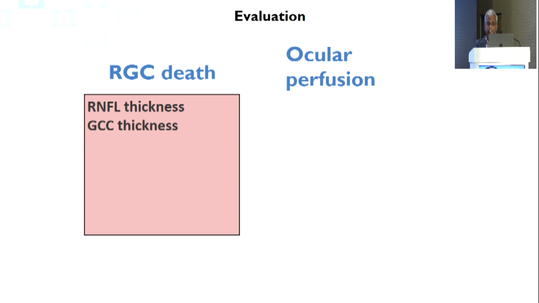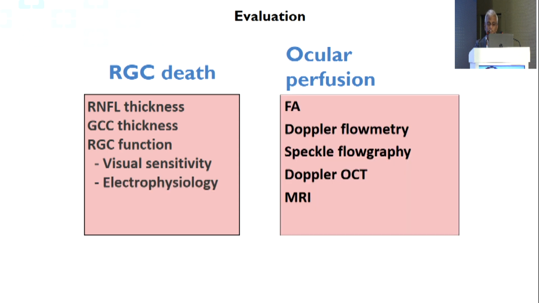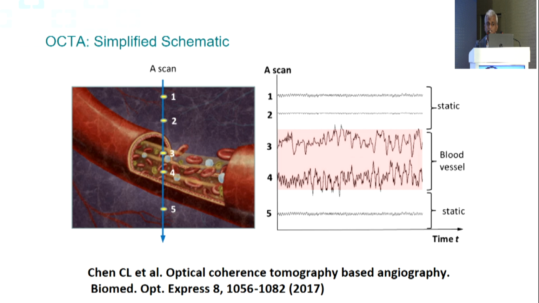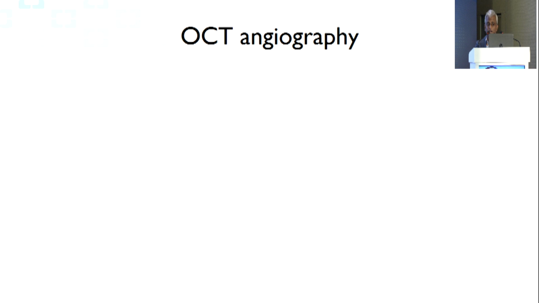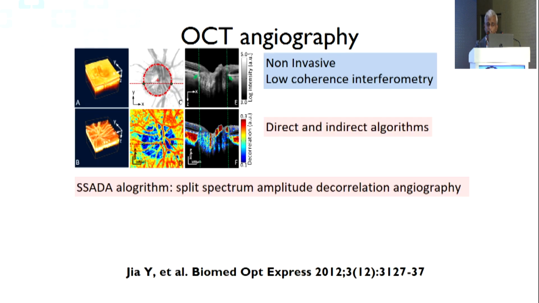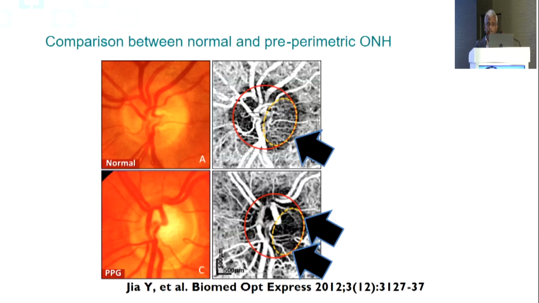So RNFL thickness, GCC thickness, RGC function, visual sensitivity, electrophysiology and other metrics are RGC death related biomarkers, while ocular perfusion is analyzed using FA, Doppler flowmetry, speckle flowmetry, Doppler OCT, or MRI. Now, there are limitations with all these methods. Now, OCTA, I'm not going to go into the mechanics of it or the principles behind it. That's been explained very well by the previous speakers.